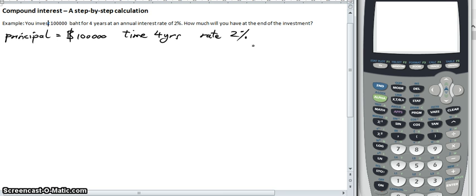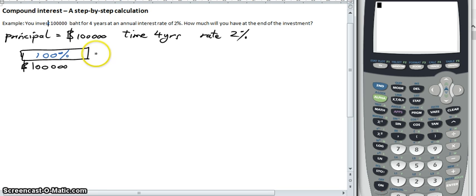Now, I think it's important here to realize what you're doing. You're going to add on 2%. So as a picture, if this was my 100,000 baht, then that would be everything I owned. In other words, this would be 100%. So that little bar there represents 100%.